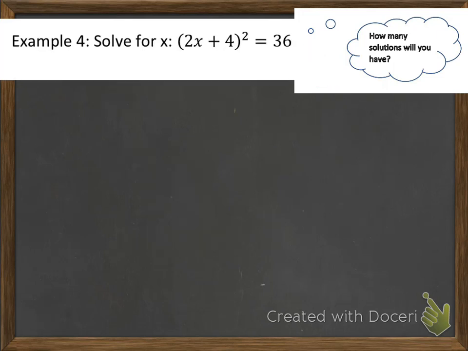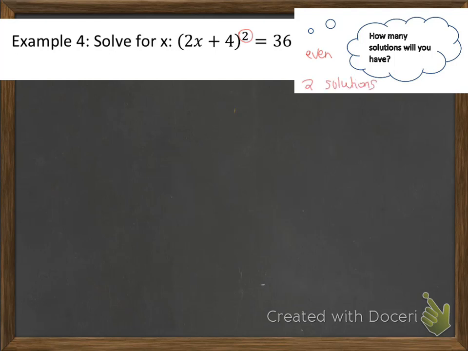All right, let's look at another example. So again, before I wade into this problem and start to solve it, I'm going to look at this exponent and ask myself, how many solutions do I expect to find? Well, 2 is an even number, and anytime I have an even exponent and then I'm taking the even root of both sides, I expect to have not 1 but 2 solutions.